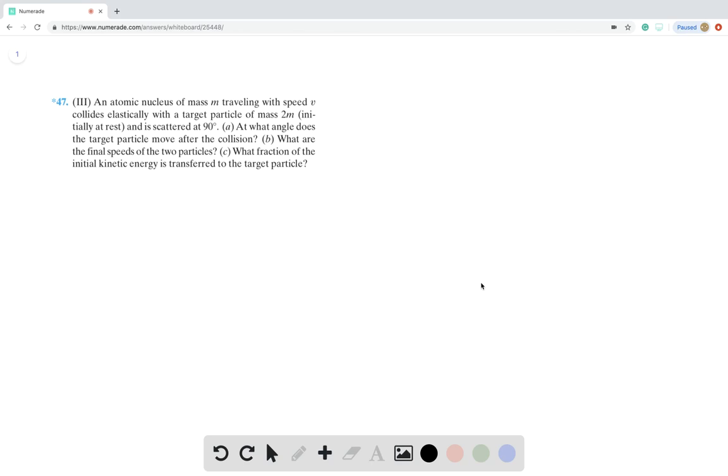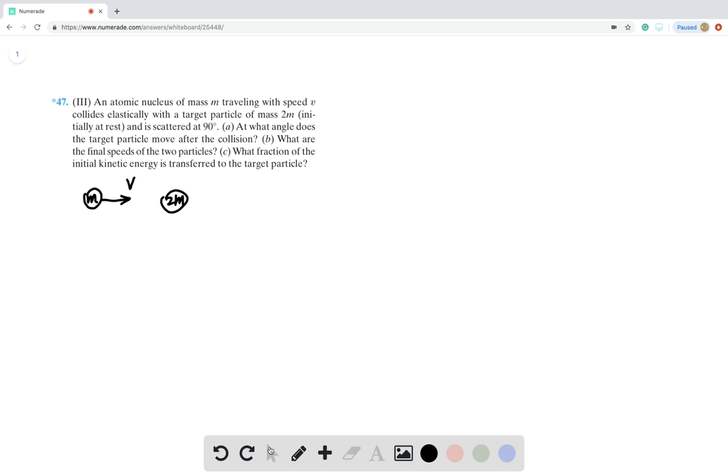So in this question, we have a two-dimensional collision going on with two different nuclei. We have a nucleus of mass m that is traveling with speed v, and then it collides elastically with a target particle of mass 2m. Afterwards, what happens is that the original particle is scattered at an angle of 90 degrees.